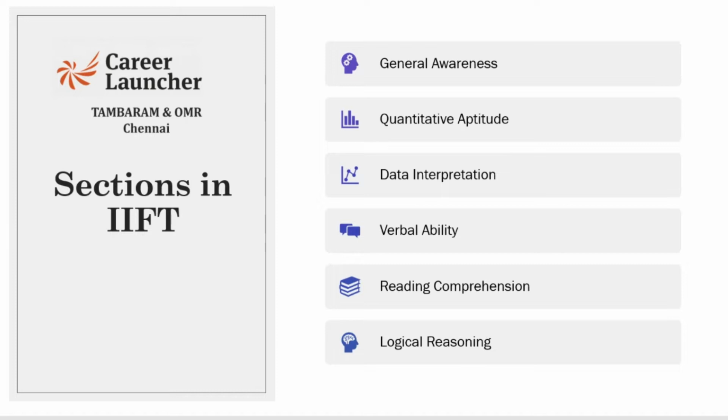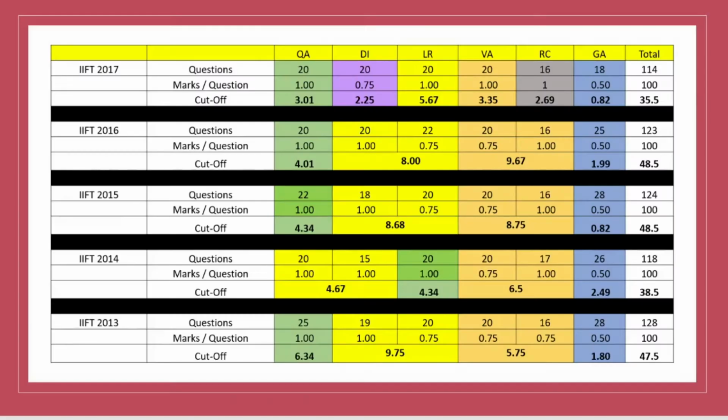Okay, so let's get in and try to understand how the paper is. First of all, I'm going to share with you this matrix. I've removed the IIFT 2018 paper; we'll come back to that later. But I want to show you how the 2013 to 17 papers have been. And if you see, although there were 6 sections in all of these papers, the sectionals in these papers weren't exactly the same across all the papers.